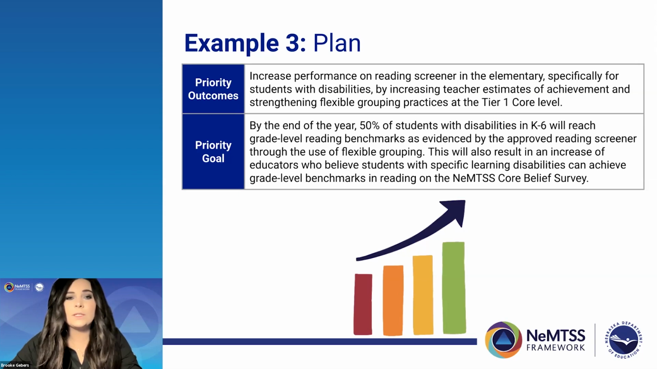The elementary team set a priority SMART goal that by the end of the year, 50% of students with disabilities in K-6 will reach grade level reading benchmarks, as evidenced by the approved reading screener through the use of flexible grouping. This will also result in an increase of educators who believe students with specific learning disabilities can achieve grade level benchmarks in reading on the Nebraska MTSS Core Belief Survey.